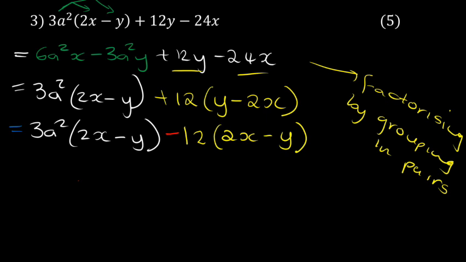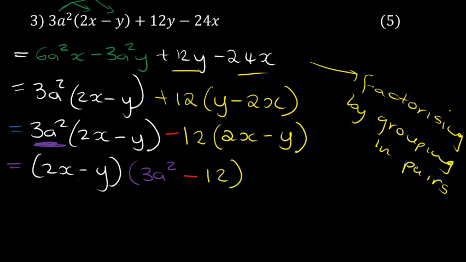Okay, so then I can take out a common factor. So I'm going to take out a common factor of 2x minus y. And then if I take out a common factor, I'm going to be left with that. So I'm going to be left with 3a squared, and then I'm going to be left with that minus 12 here. Right, now I see this can also be further factorized.